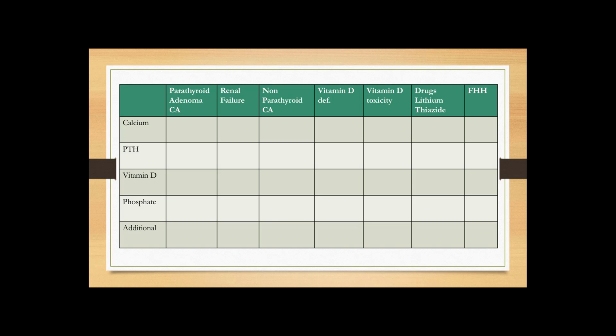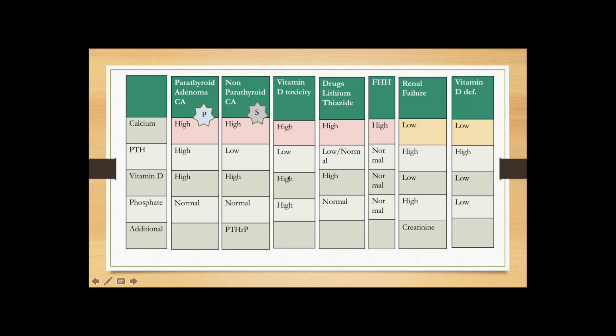So here is a table showing the different disorders: parathyroid adenoma, parathyroid cancer, renal failure, non-parathyroid cancer, vitamin D deficiency, vitamin D toxicity, drugs, lithium and thiazide, and familial hypocalciuric hypercalcemia. And here are the different levels: calcium, parathyroid hormone, vitamin D, and phosphate. So you can just fill this box yourself, or I can do it for you.